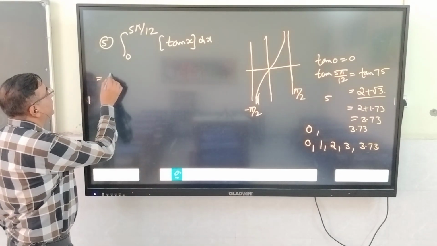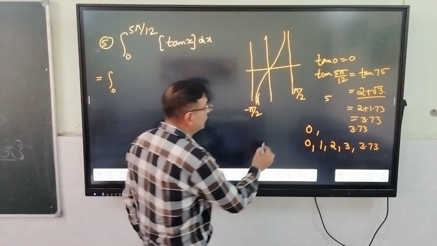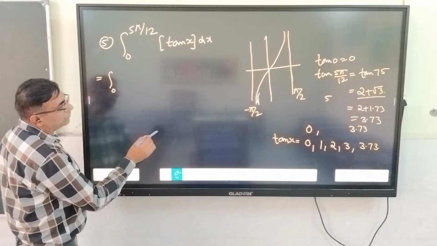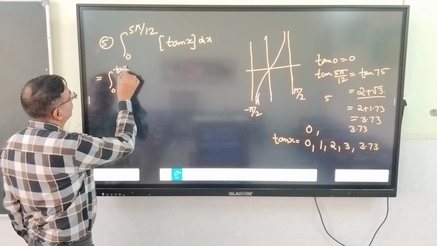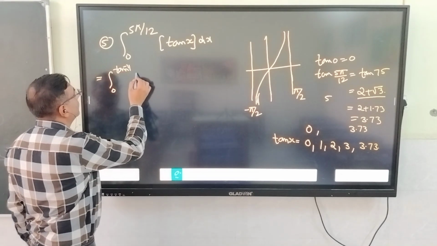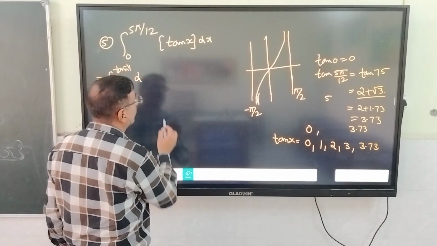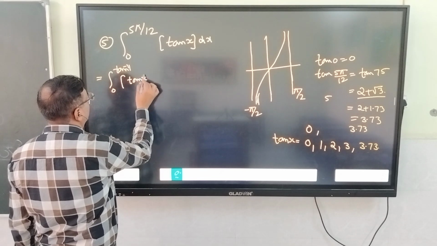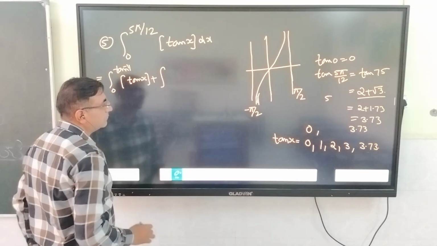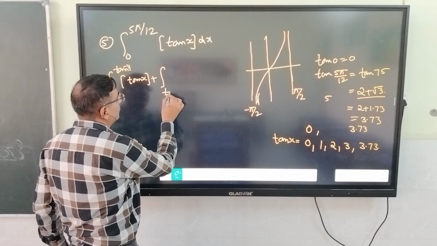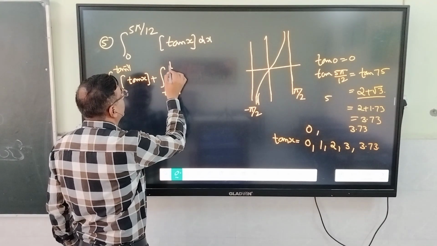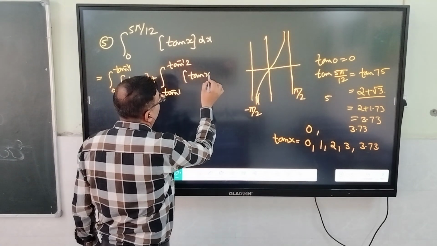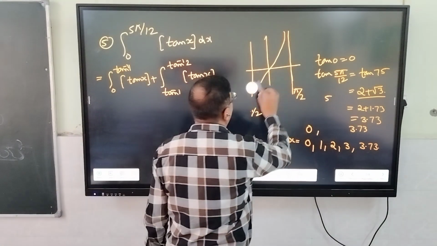Then now we will break it. This is the value of tan x. So from 0 to tan inverse 1 of the greatest integer of tan x dx, plus from tan inverse 1 to tan inverse 2 of the greatest integer of tan x. I am removing it.